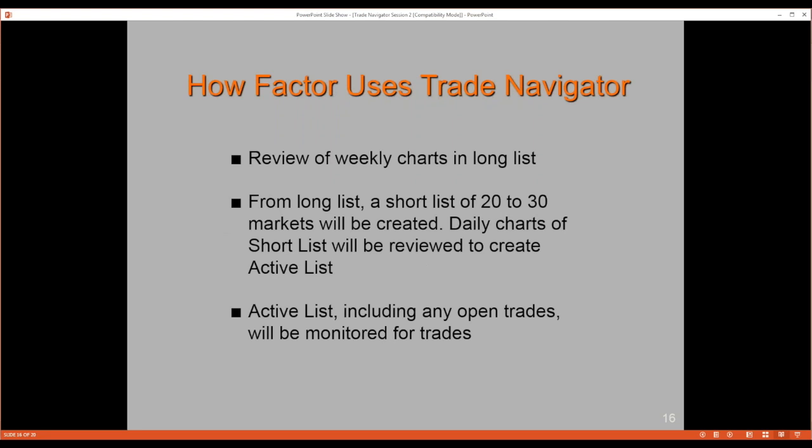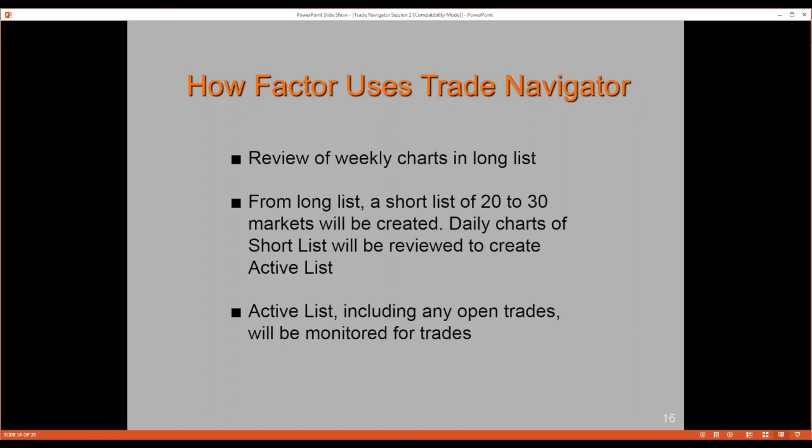Okay, I want to now go through how Factor uses Trade Navigator. What we do is we go through and review the weekly charts of what we call the long list, and I'll show you that in a minute. From the long list, we create what we call the short list of 20 to 30 markets that on the weekly chart have grabbed our attention. They've stood out. There's something about the chart that we look at.